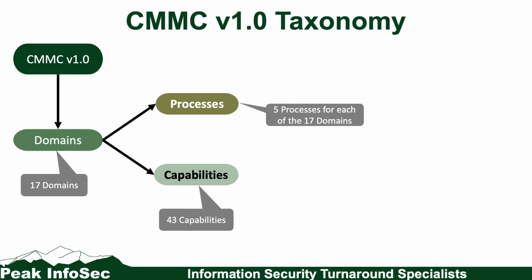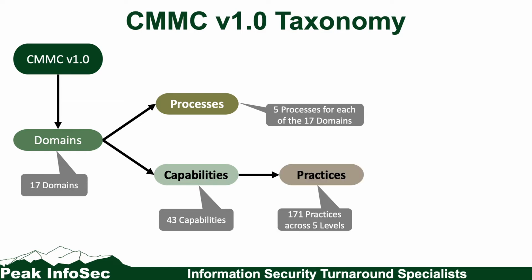Underneath the domains, they've also added capabilities. So the 43 capabilities are more aligned to objectives that you find in other information security frameworks. The capabilities then are broken down into practices. Overall, we've got 171 practices spanning the 5 levels of maturity within the CMMC. We'll talk more about levels later on as we get into this.